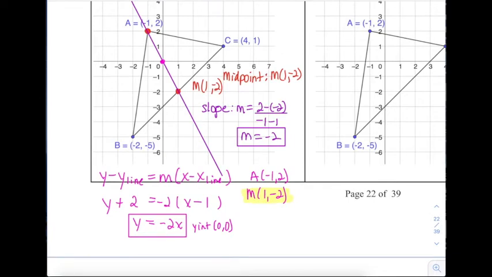So anytime I want the median, I actually have 2 points I can choose from. It's the midpoint and the vertex. But I only have one slope, which is the slope between the midpoint and the vertex.